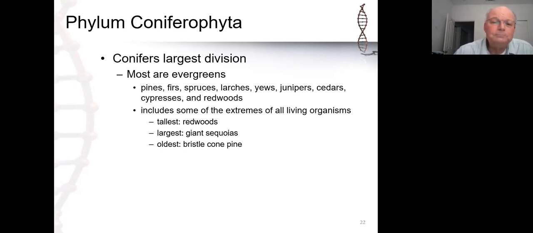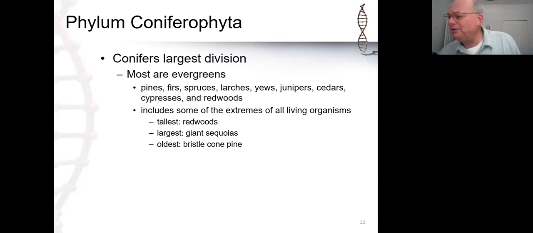And then also the oldest living trees on average. These are the bristlecone pines, the oldest of which is over 4,000 years. So it was already growing strong when the pyramids were being built.